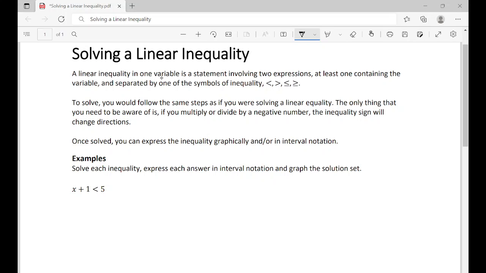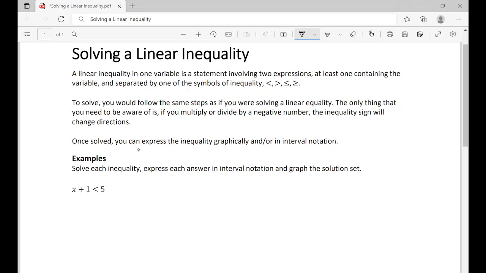A linear inequality in one variable is a statement involving two expressions, at least one containing the variable, separated by one of the symbols of inequality: less than, greater than, less than or equal to, or greater than or equal to. To solve, you follow the same steps as when solving a linear equation. The only thing you need to be aware of is that if you multiply or divide by a negative number, the inequality sign will change directions. So if it's less than, it becomes greater than, and so on.